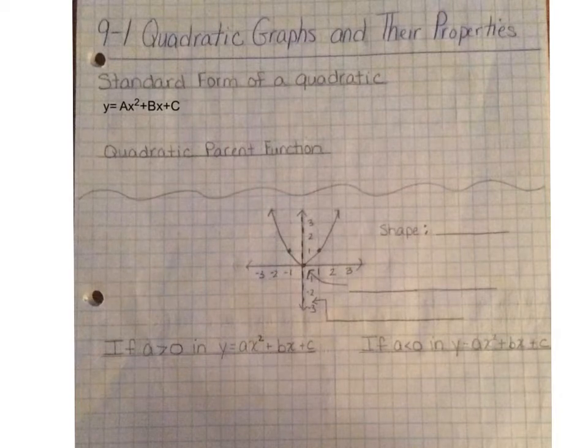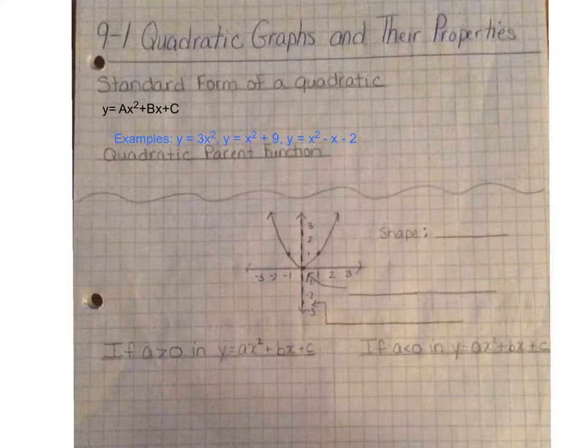9.1 Quadratic graphs and their properties. Standard form of a quadratic: y equals ax squared plus bx plus c. Here are a few examples of quadratics: y equals 3x squared, y equals x squared plus 9, y equals x squared minus x minus 2.